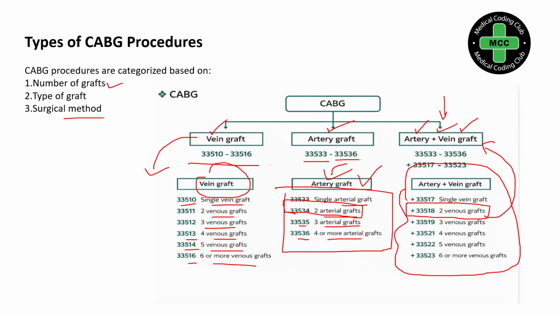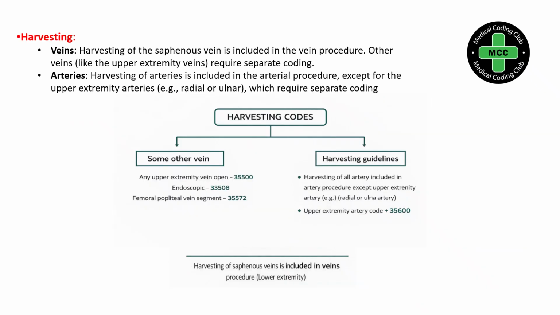Next we need to check the important guidelines for harvesting, from where they are harvesting. They can harvest either from vein or artery. When it comes to vein, harvesting of the saphenous vein is included in the vein procedure. Other veins, like upper extremity veins, require separate coding. So whenever they are taking the vein from the saphenous vein, you don't need to code a harvesting code separately for saphenous.